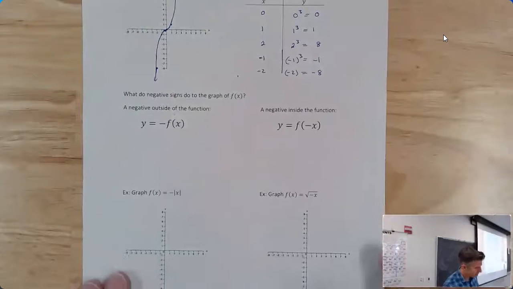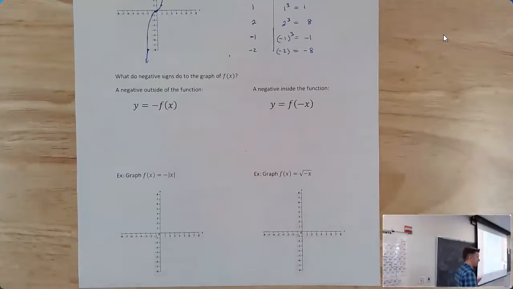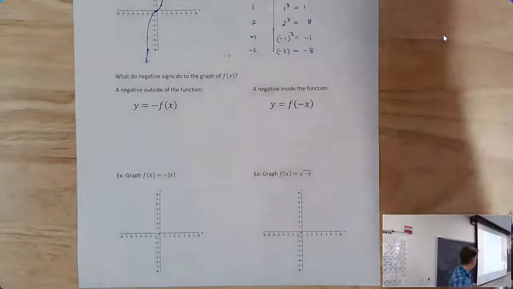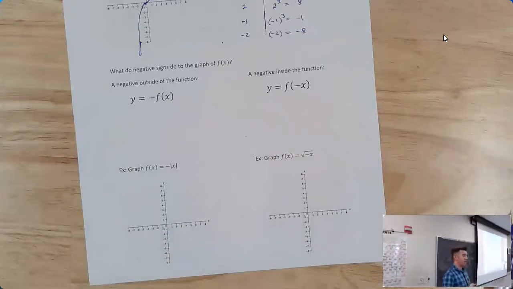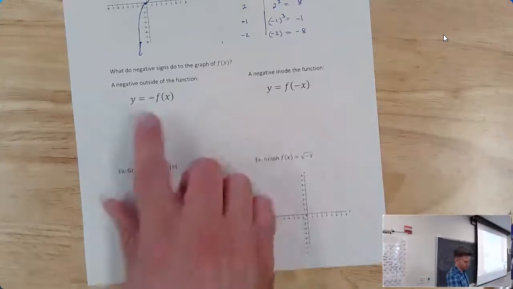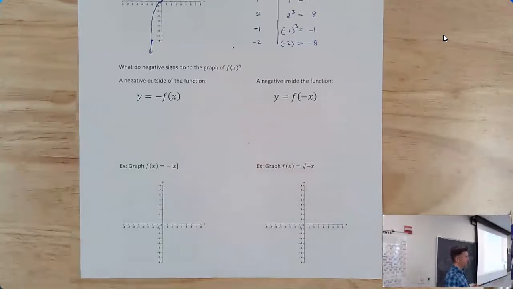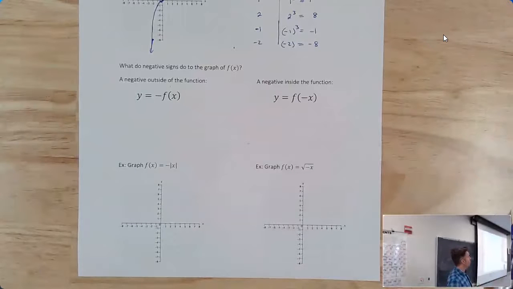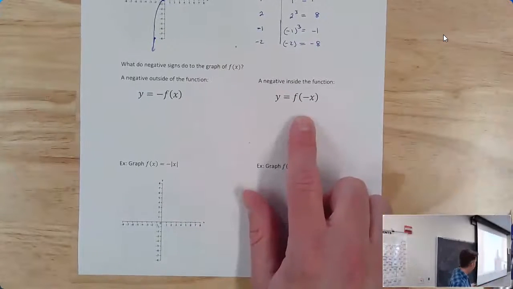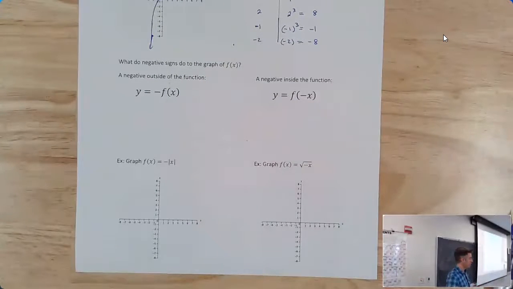A couple things about transformations of graphs. So we're going to talk today about how we can reflect graphs and how we can shift them. So first of all, the reflections. And I'm going to say a very general statement first. If you have something happening outside of the function, it's going to affect the graph in a vertical way. Whether it's putting a negative outside or adding something outside or multiplying by something on the outside, it affects the graph vertically. Whereas if something happens on the inside of the function, it's going to affect the graph horizontally, whether it's multiplying by a negative on the inside or adding something on the inside or multiplying by something.